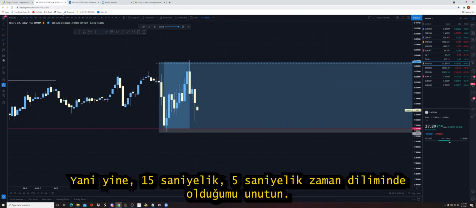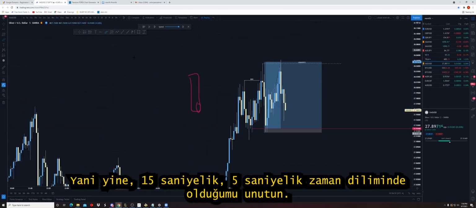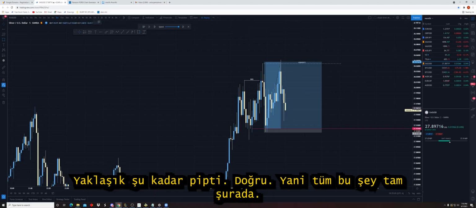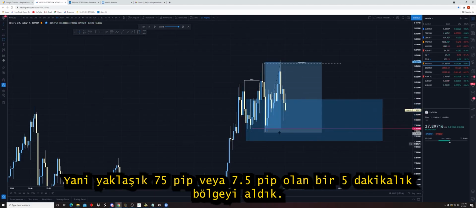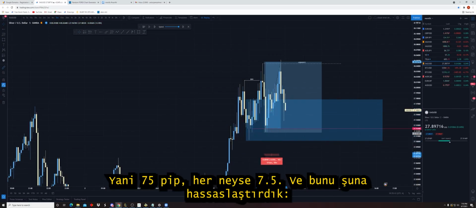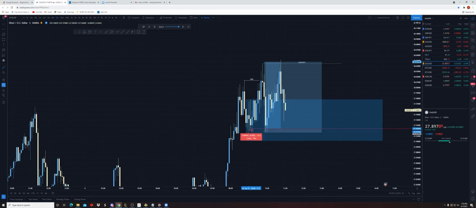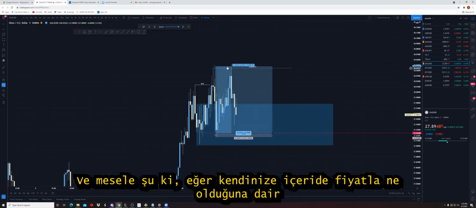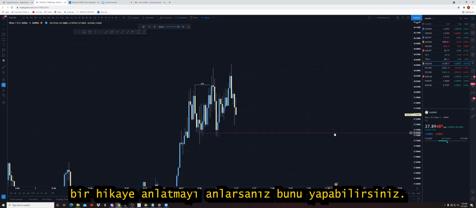So again, forget that I'm on a 15-second, 5-second time frame. The point of this is that because we're on such a low time frame, that 5-minute zone was about this many pips. So it was this whole thing right here. So we just took a 5-minute zone that's about 75 pips, or 7.5 pips, whatever, and refined it to about 6 pips, or 0.61 pips. Very, very little. And the point is, you can do that if you understand how to tell yourself a story about what happened with price on the inside.